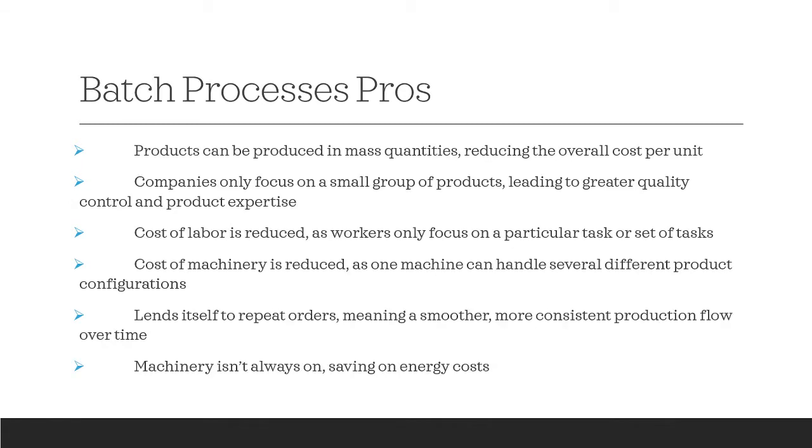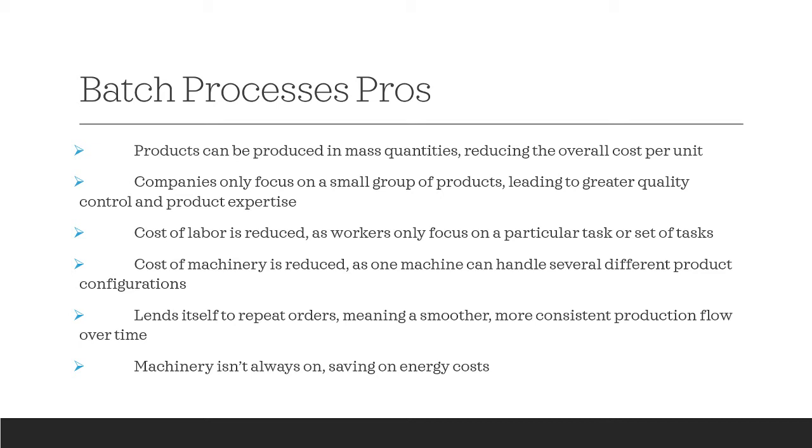Speaking of batch process pros, products can be produced in mass quantities, reducing overall costs per unit. Companies only focus on a small group of products, leading to greater quality control and product expertise. Cost of labor is reduced as workers only focus on a particular task or set of tasks. Cost of machinery is reduced since one machine can handle several different product configurations.